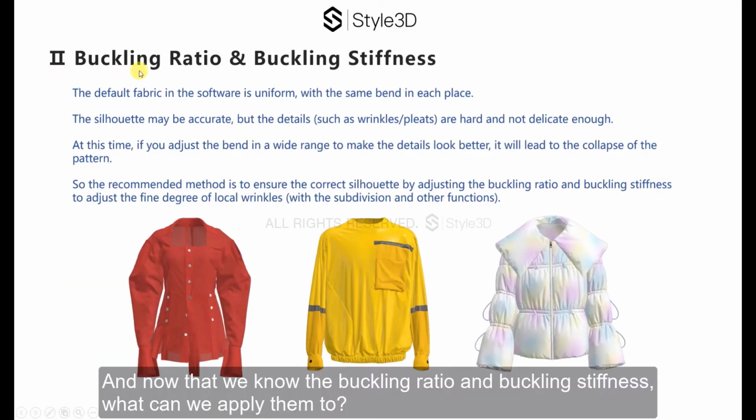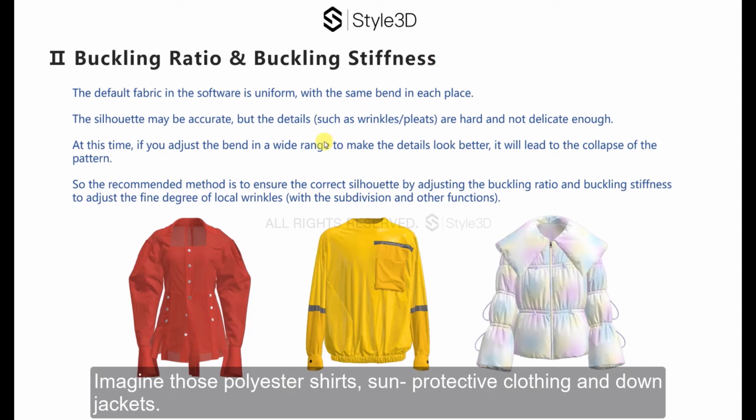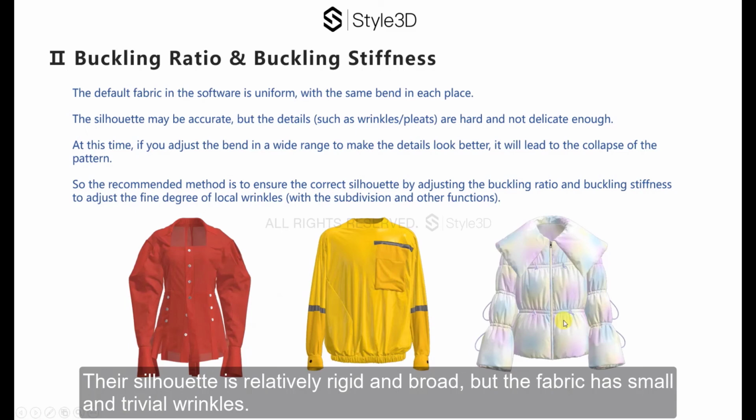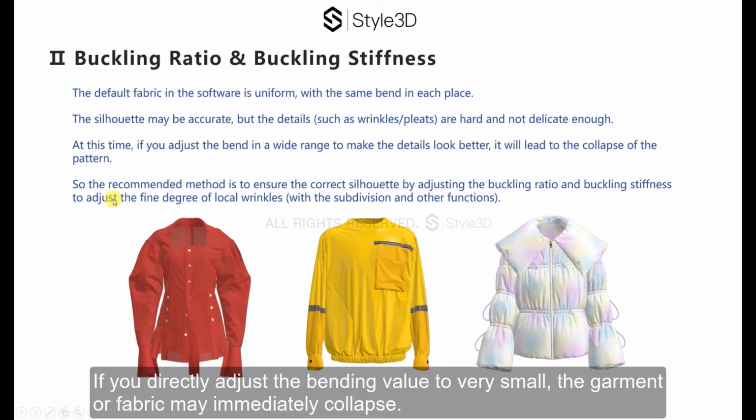And now that we know the buckling ratio and buckling stiffness, what can we apply them to? Imagine those polyester shirts, sun protective clothing and down jackets. Their silhouette is relatively rigid and broad, but the fabric has small and trivial wrinkles. If you directly adjust the bending value to very small, the garment or fabric may immediately collapse.